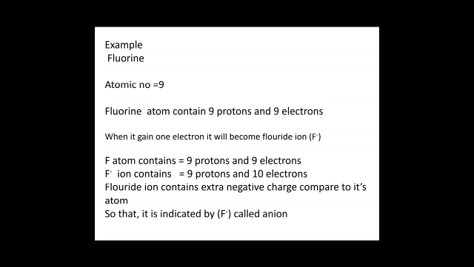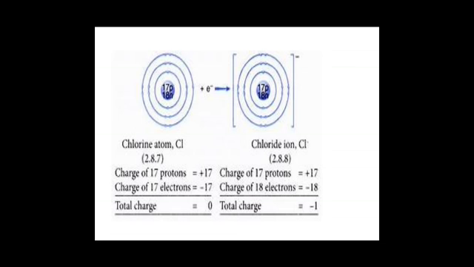Before that, you have to know how you get an anion. Example, fluorine atom. The atomic number of fluorine is 9. Fluorine atom contains 9 protons and 9 electrons. After it gains 1 electron, it becomes a fluoride ion. Fluoride ion contains 9 protons and 10 electrons. It has an extra negative charge compared to its atom, so it is indicated by F-, fluoride ion or anion.